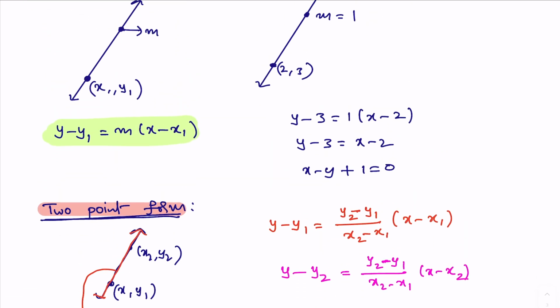So if you want to find a line equation, two things are needed. What is the first one? One point on the line, and its slope. If you know one point on the line and the slope of that line, then you can find that line equation.